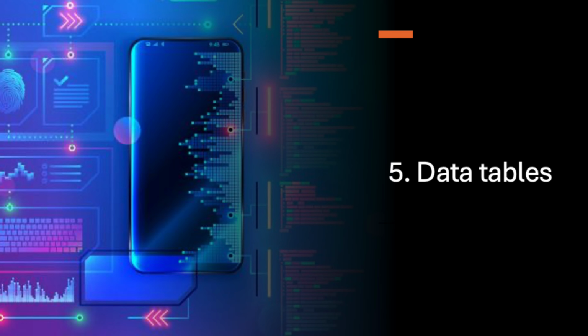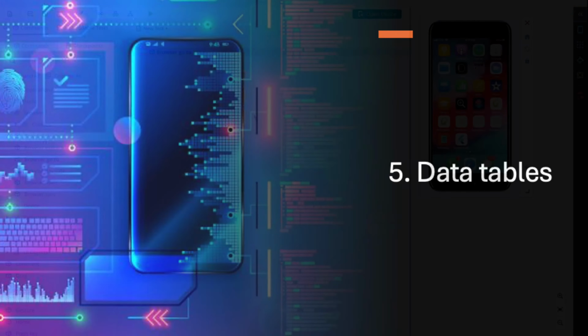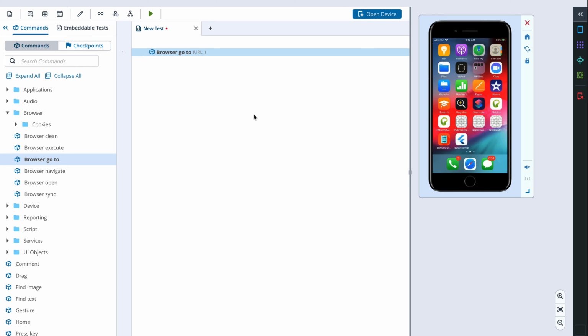Data tables. Data tables help us to utilize the data-driven approach in test automation. Let's see what is data table and how to work with it on the example. On the top menu bar, we have a button Data Table, which allows us to create a new data table manually. Also view existing ones or import a data table from a CSV file stored locally.